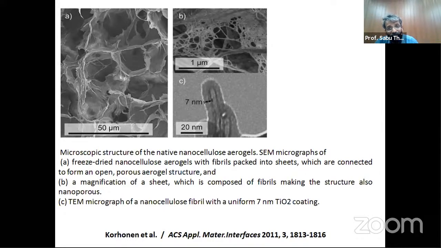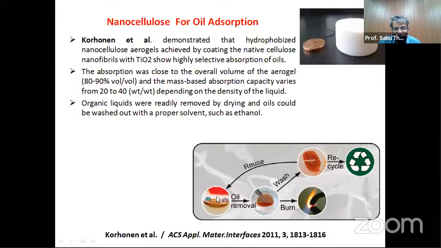So this is the TiO2 coating. Look at this TiO2 coating. A 7 nanometer coating they gave. And ultimately what happened, all the oil was absorbed by this foam, which is made of nanocellulose. And then, you know, you can remove it. You can crush it and take out the oil, or you can burn it. So the Finnish group is commercialized now. This is one way of removing oil from water, from the sea.